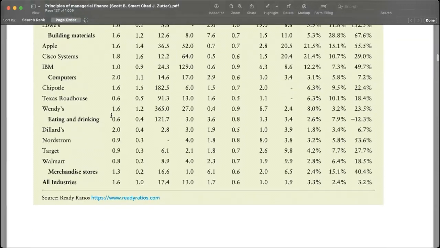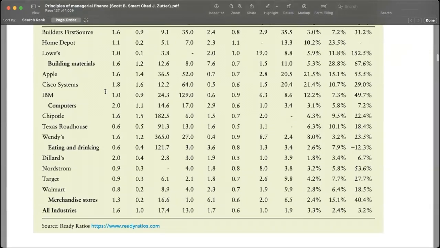Eating and drinking has the least amount of liquidity. Merchandise stores has 1.3. That is above the eating and drinking, but below the computer and building materials industry. So to conclude whether the current ratio or quick ratio, whatever liquidity ratio of your company is good or not, you cannot simply say higher is better, or you cannot simply say lower is better. What you have to do, you have to compare with the industry average for liquidity ratio, not for all ratios. For the liquidity ratios, you have to compare with the industry average.